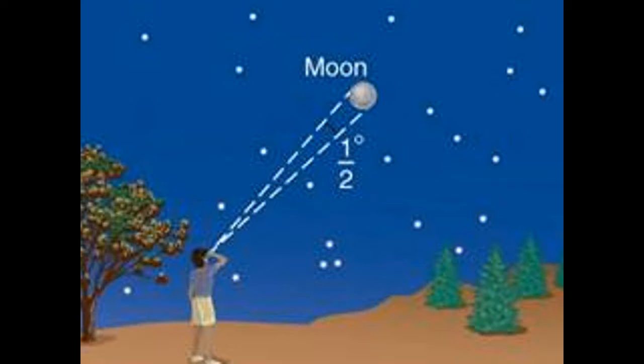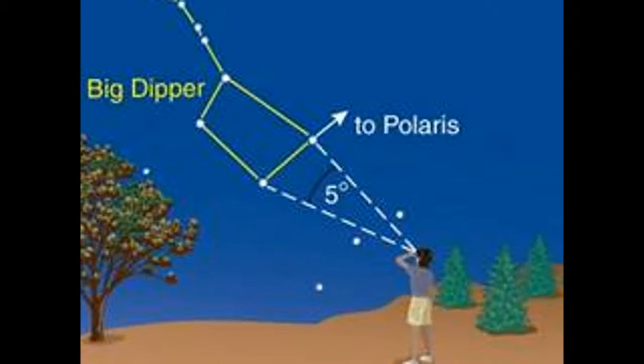Now we can locate objects in the sky by measuring how big they appear. So we will measure what's called their angular size. The moon, if you measure it, is about half a degree in size. Now, remember, it's 90 degrees from the horizon all the way up to straight overhead, so the moon subtends an angle of half a degree. The distance between the pointer stars in the Big Dipper is about 5 degrees.